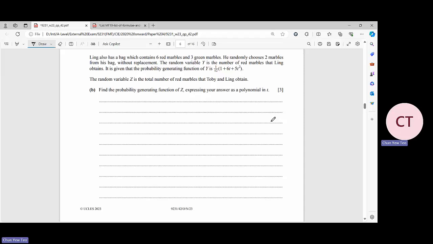Then after that, part B. Ling also has a bag which contains 6 red marbles, 3 green marbles. He randomly chooses 2 marbles from his bag without replacement. The random variable Y is the number of red marbles that Ling obtains. It is given that the PGF for Y is this.